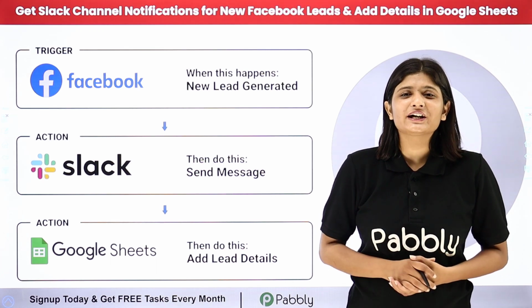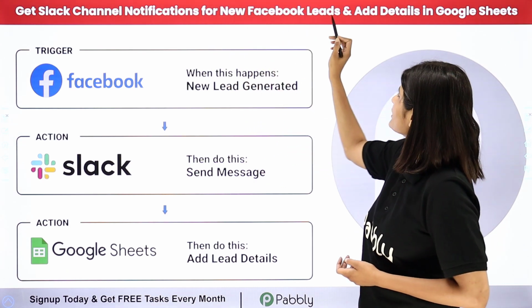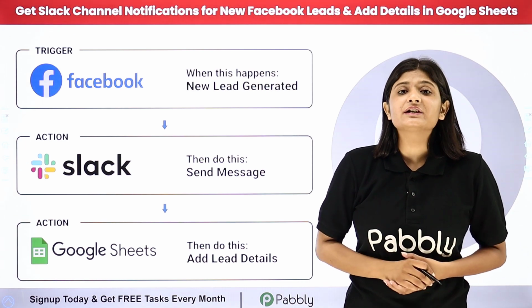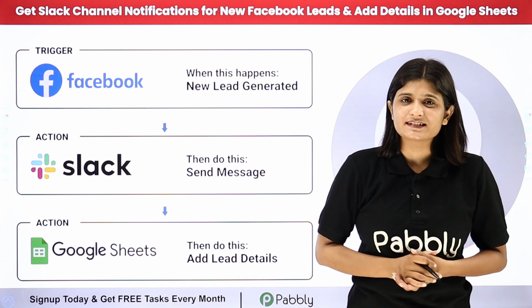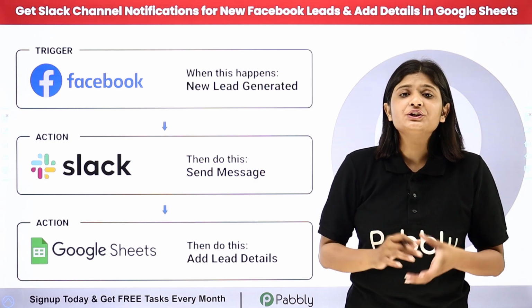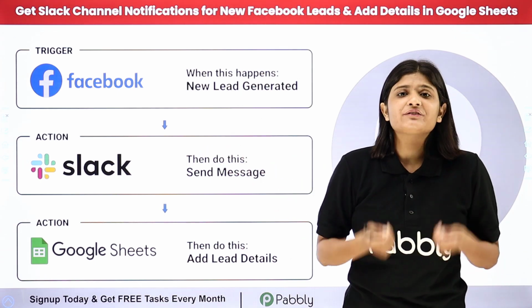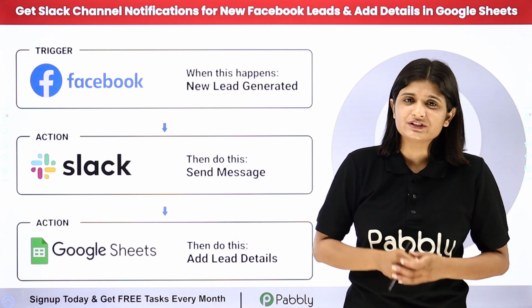So in this video we are going to learn how to get Slack channel notifications for new Facebook leads and add details in Google Sheets. So let's suppose I am running a travel agency and running advertisements with the help of Facebook lead ads. Now I want that whenever a new lead is generated, it is automatically sent to Slack and shared with my team members, and these details are automatically added to my Google Sheets.